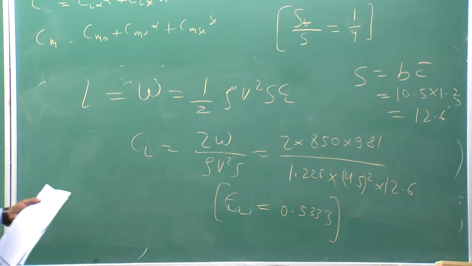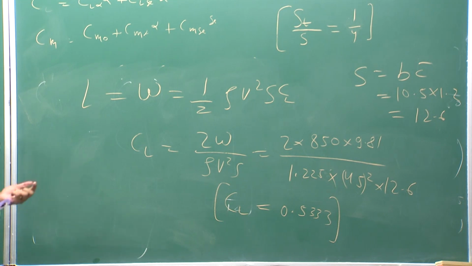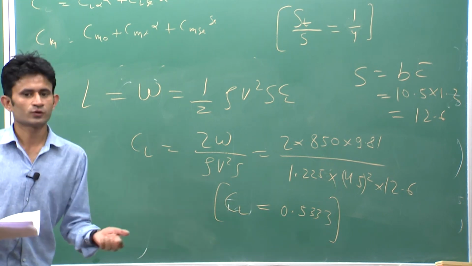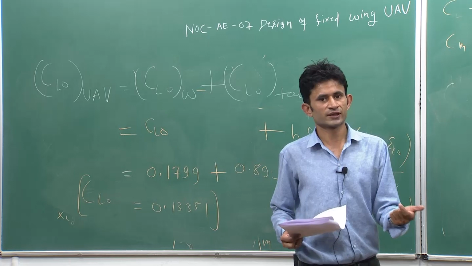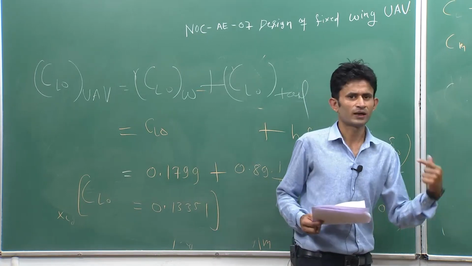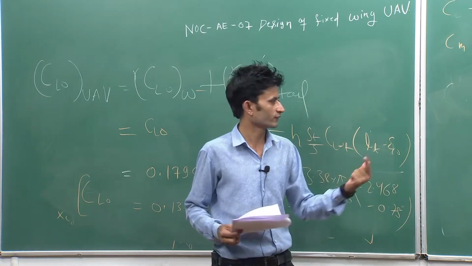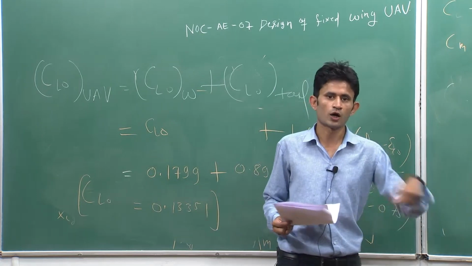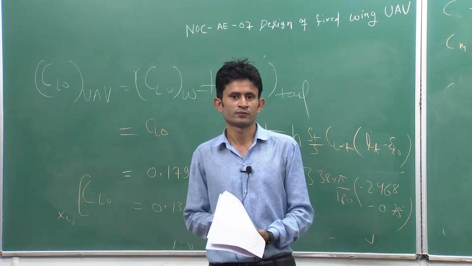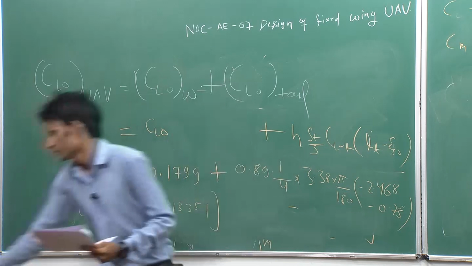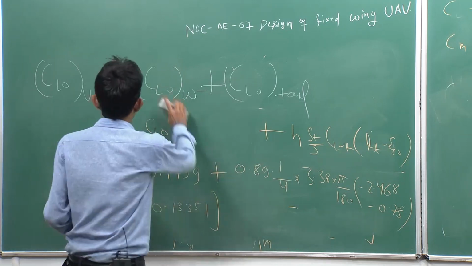This is the 8th question. So in 9th question and 10th question, you have to find the trim angle of attack of the aircraft, and to trim this aircraft at that particular angle of attack, which we will find in next question, how much the elevator deflection is required in order to trim the aircraft. So we will solve this.